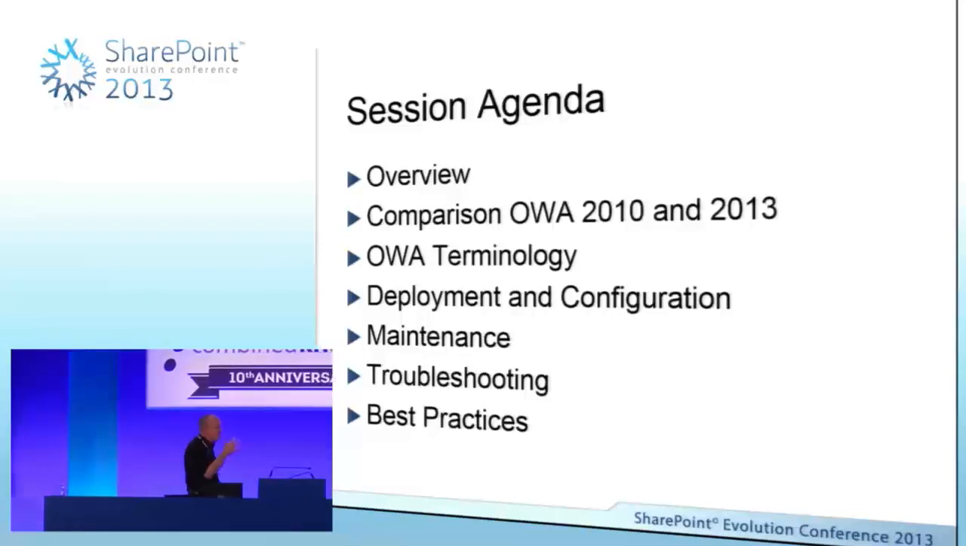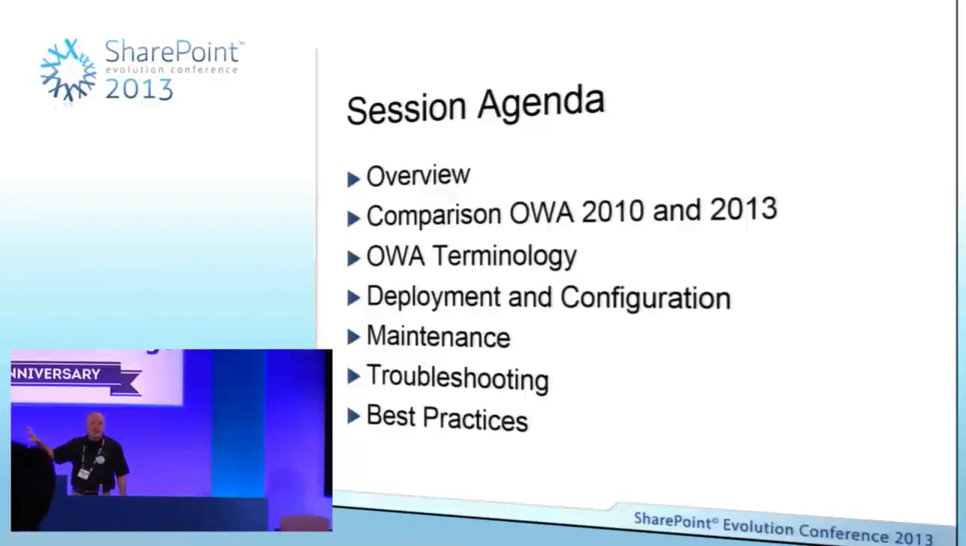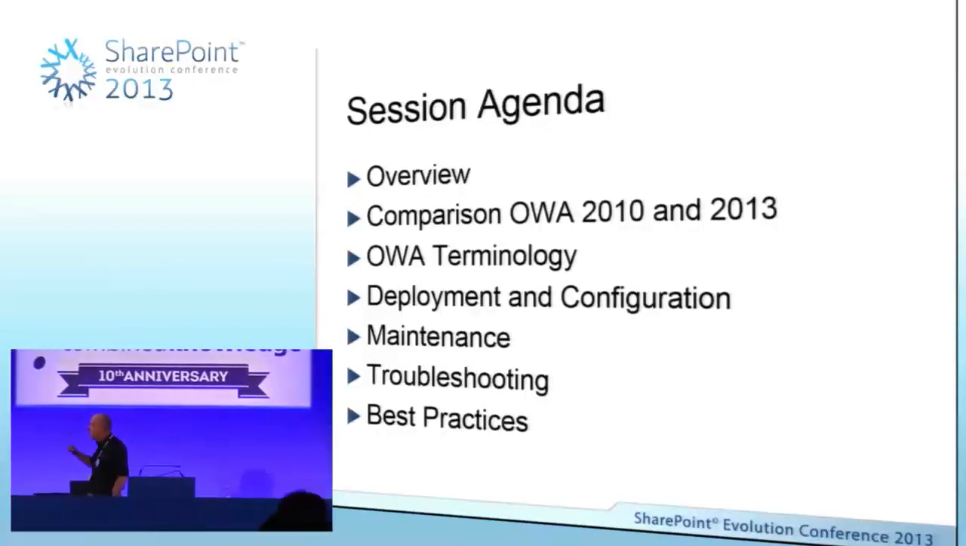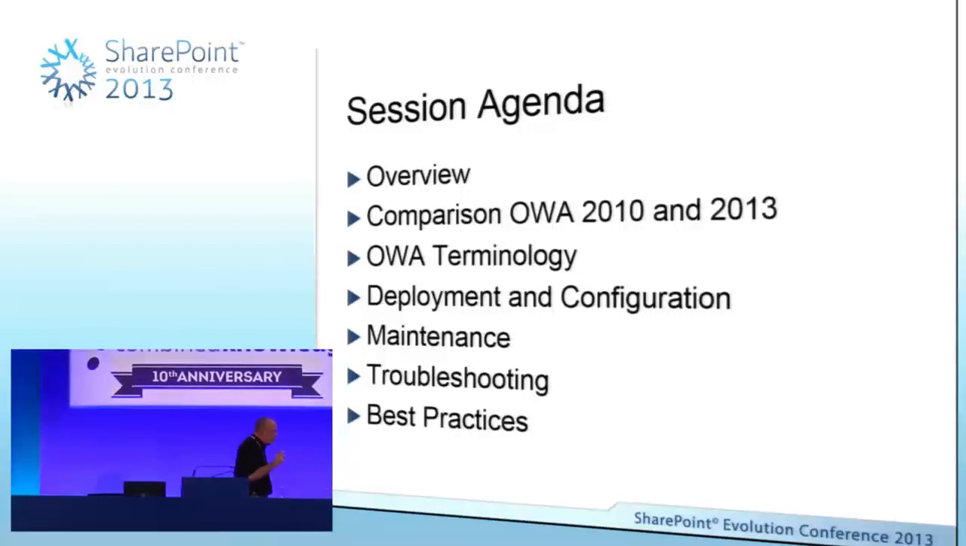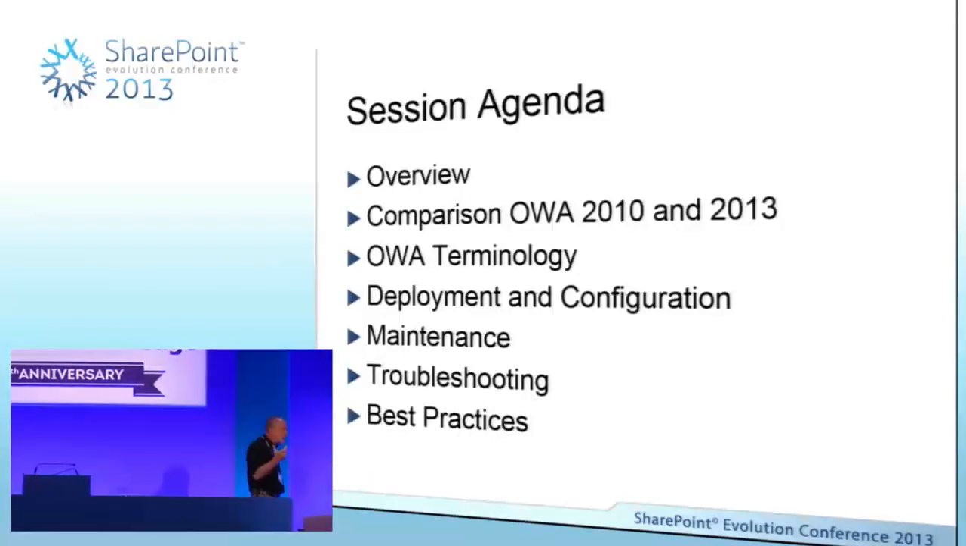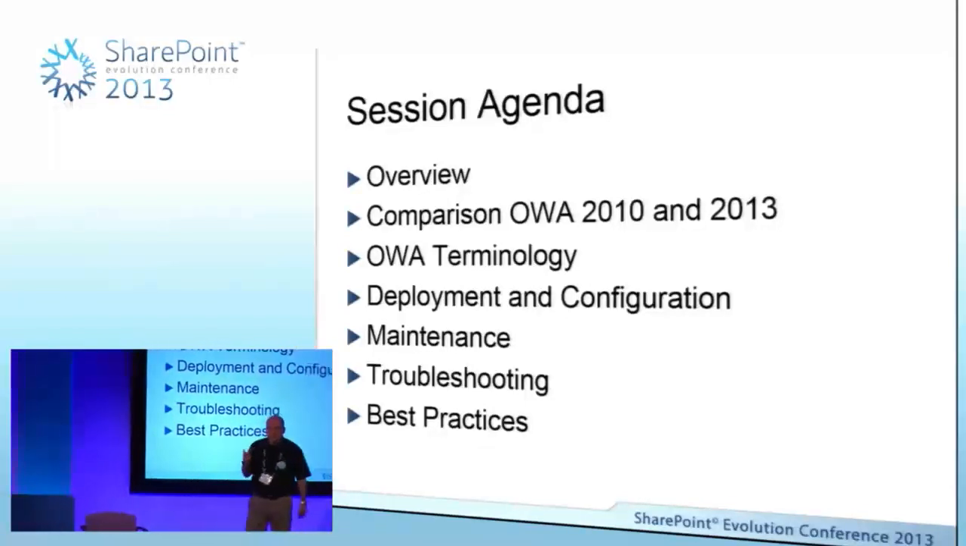So we're going to set that up. We're going to stand up an OWA farm, and then we're going to configure SharePoint. There's not a lot to do on the SharePoint side of it, the SharePoint farm, but we'll talk about that. We'll look at some maintenance, and then some basic troubleshooting tips, like where you find the logs specific to the OWA farm, and then we'll wrap it up with a few best practices if you're going to roll this out.